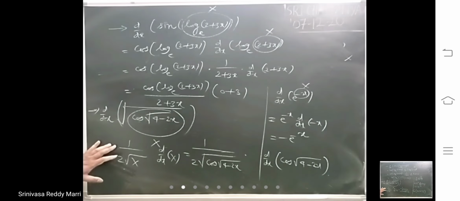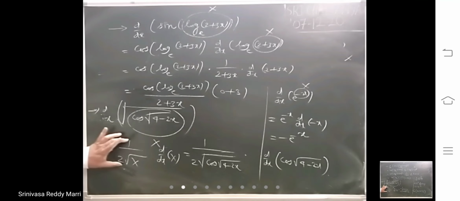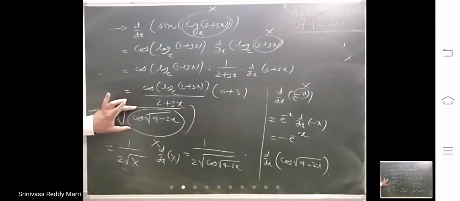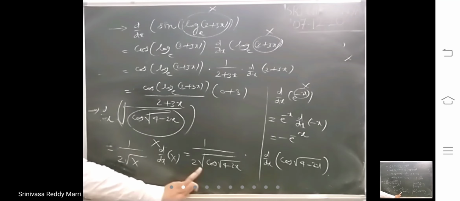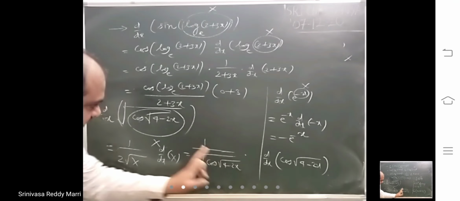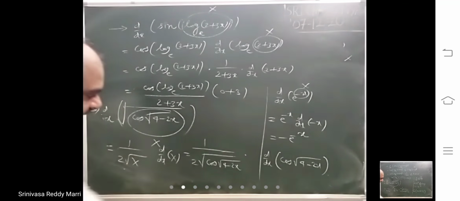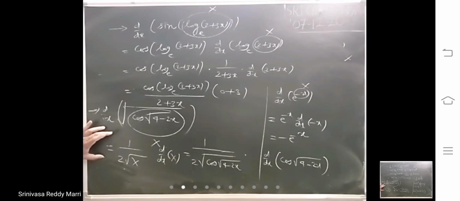What I am telling is here, root x. 1 by 2 root x you have to write, and d by dx of x. 1 by 2 root x, if you know directly, you can write this. 1 by 2 root, what is x taken? This is root x. 1 by 2 root x, directly you can write, and then d by dx of x. You can avoid this step, that's what I am telling.